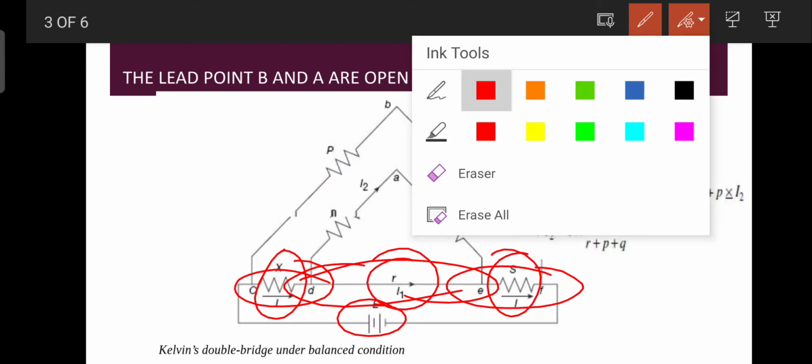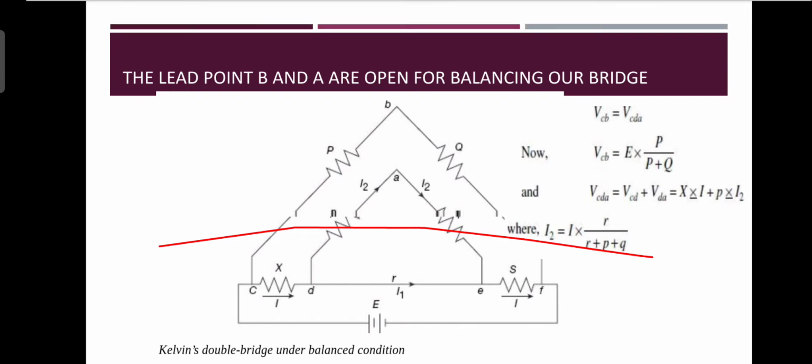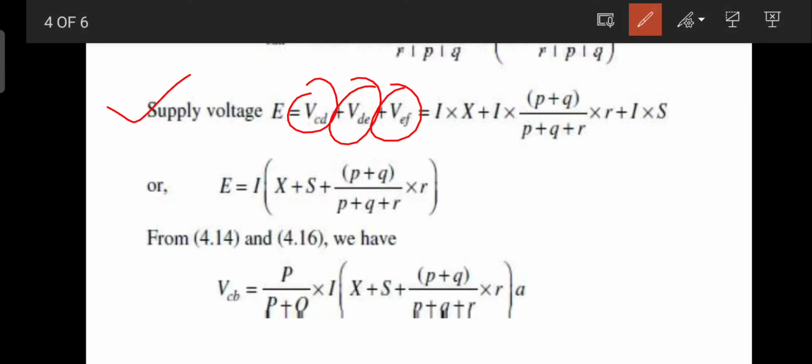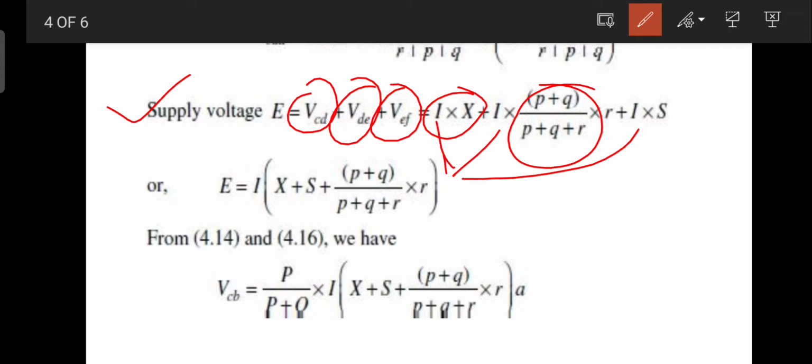So let's put in all the previous values that we calculated: (P plus Q) divided by (P plus Q plus R) into R, plus I into S. Take the current common here, into X plus (P plus Q) divided by (P plus Q plus R) into small r plus S.